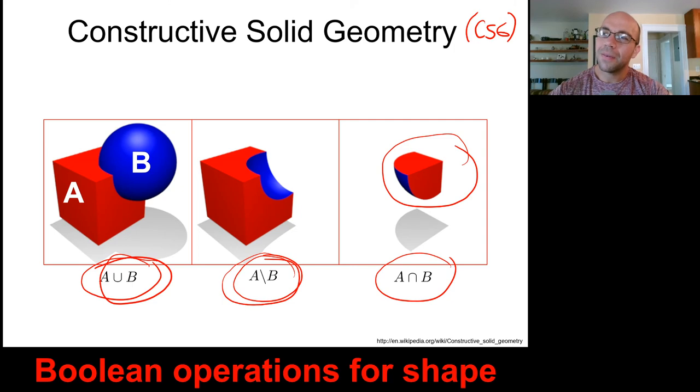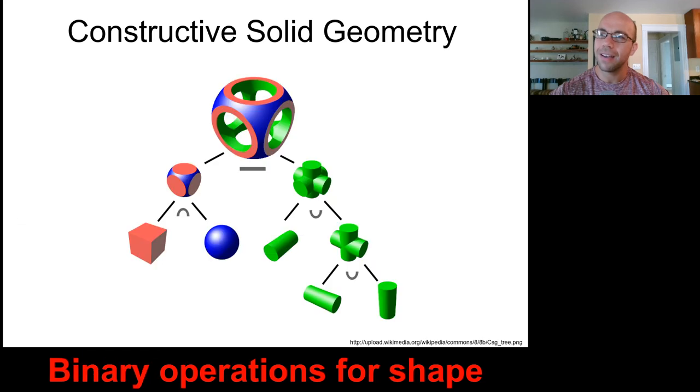Okay, so this is the basic trick of constructive solid geometry, is to take these set theoretic operations and use them to build more complicated shapes. In fact, you can do that in a hierarchical fashion and get some really interesting objects. So here's a really classic example in CSG. This is, I don't know, maybe a coffee table or something. And how have we gotten it? Well, let's read the tree from the bottom up. That's probably the easiest way to understand what's going on here.